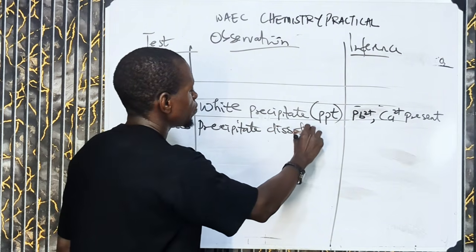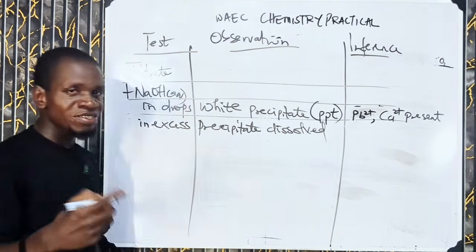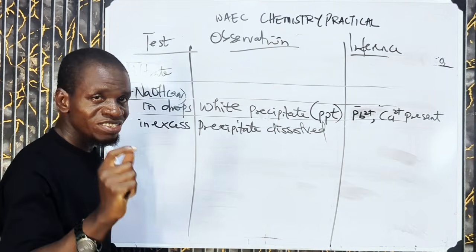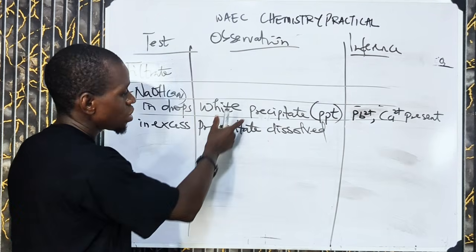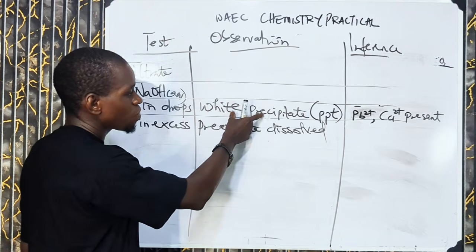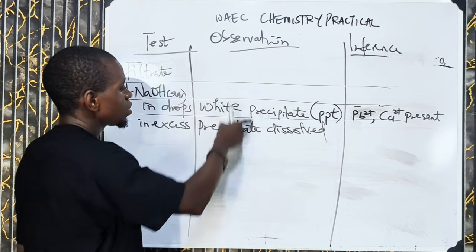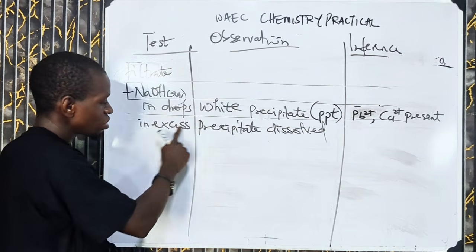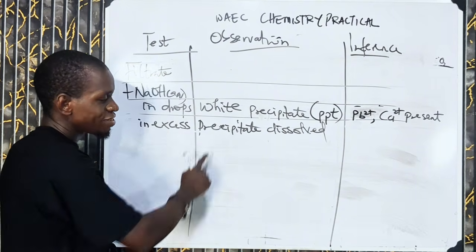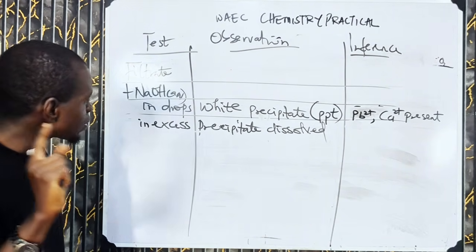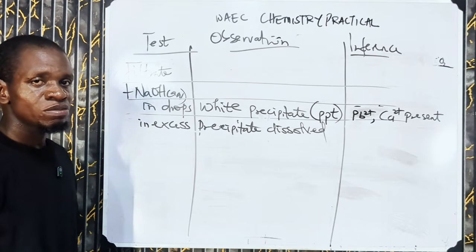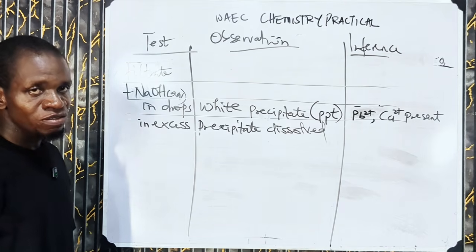Precipitate dissolved. Now be careful. Some examiners are not patient enough. Now let me just tell you exactly what some examiners do. Probably you wrote this PPT maybe on top here, then PPT dissolved, probably you wrote it here instead of writing it alongside where it is in excess. Some examiners are not patient enough to start looking for those answers for you. Automatically they will score you 0. Some are not patient enough.